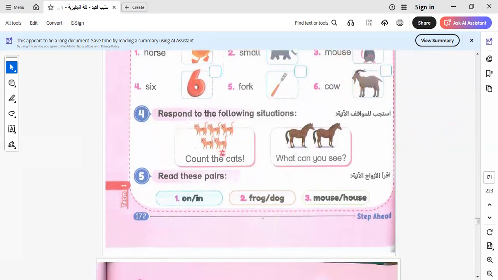Here we say count the cats. Count the cats with me: 1, 2, 3, 4, 5. So I write 5 like this, and write it in numbers like this. Here we say horses. It will be here 2 horses.